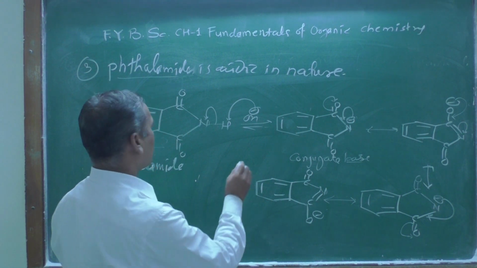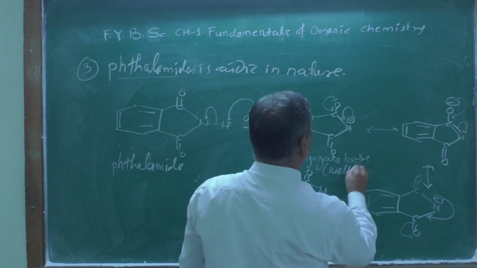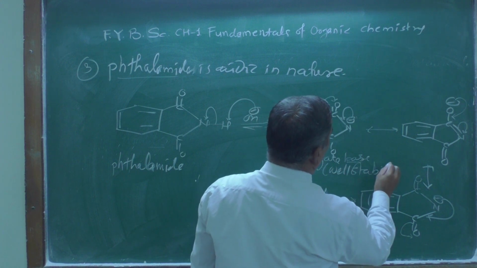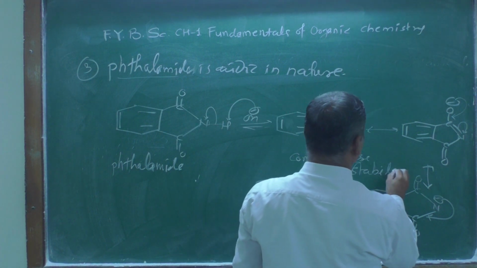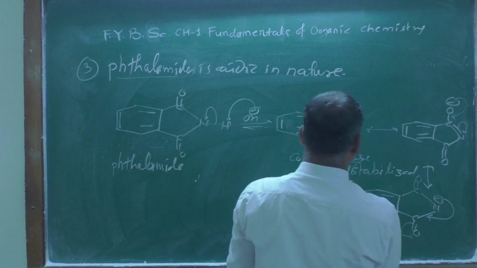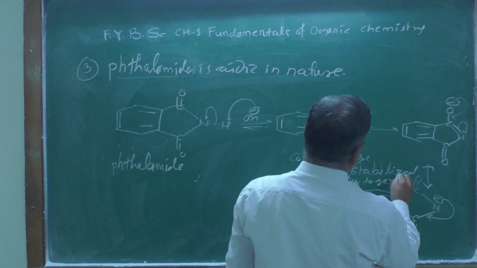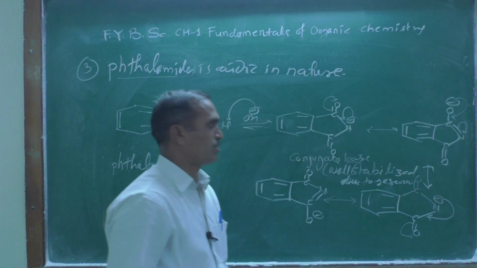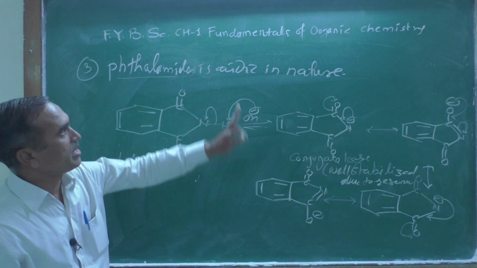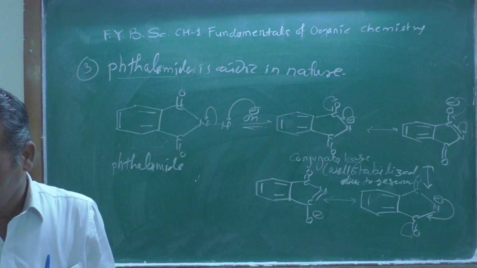In this way, this conjugate base is well stabilized due to resonance, and therefore phthalamide is acidic in nature. That is the thing over here.